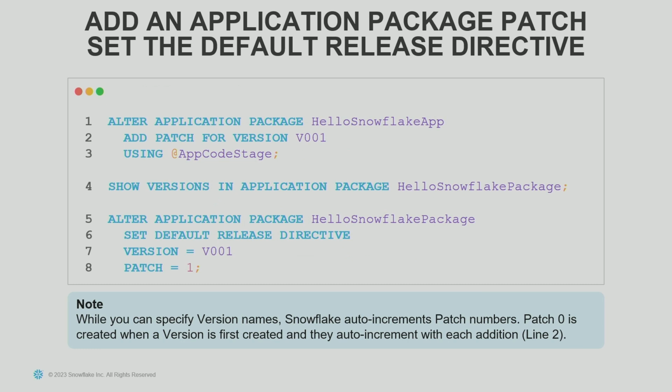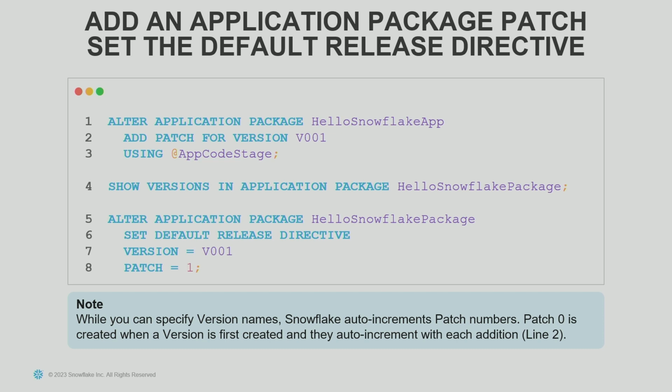Once we're good to go there, we're going to add a patch for the application. Let's say we need to make some enhancements. We go ahead and add a patch. Here, you don't need to specify any numbers. We will auto increment those for you. Whatever the latest patch number is, we'll just automatically add the next one in line. You can show the versions and their associated patch numbers.